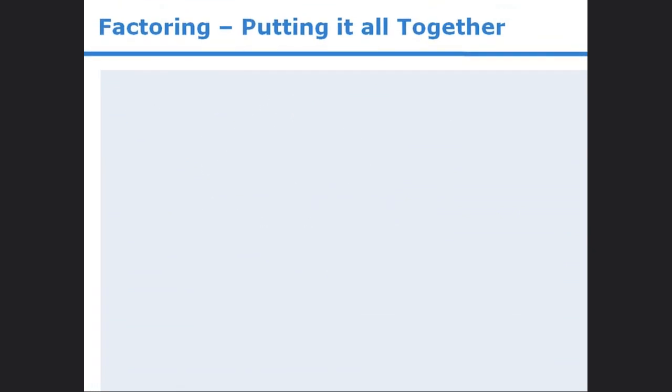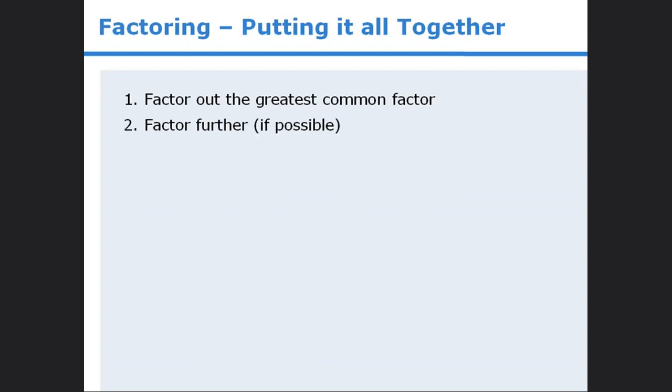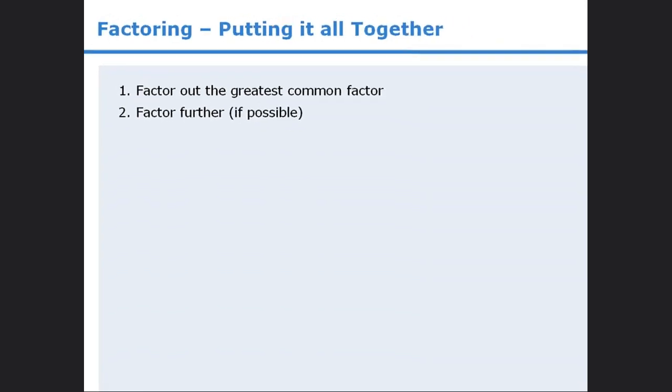Okay, let's summarize. To completely factor an expression, first factor out the greatest common factor. Then, if any expressions can be factored further, factor them accordingly.